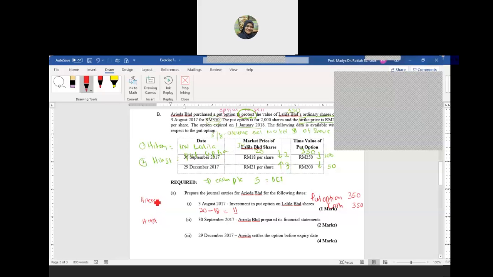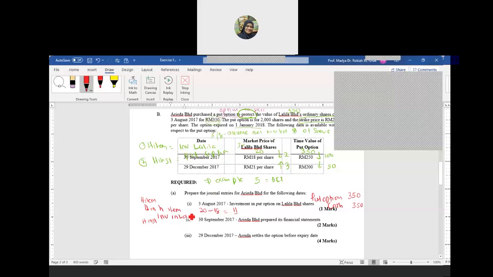Any of you? Okay, and then you're going to debit. Amira said debit the loss in the H item. Okay, in each item, and then credit your investments. Investment in Lalila.